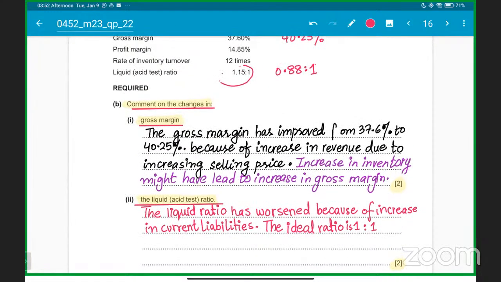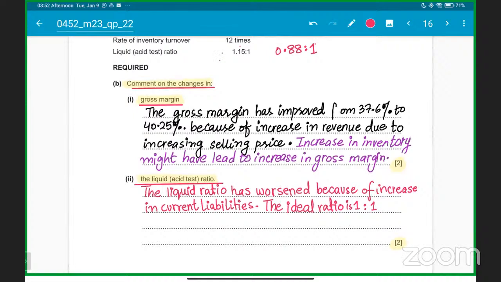So it's not the ideal situation, okay? The ideal ratio is 1:1, which is not achieved by Adia, maybe due to funds being tied up, क्योंकि इसका बैंक भी overdraft है, right? Due to funds being tied up, okay, we can say कि bank overdraft है, students.